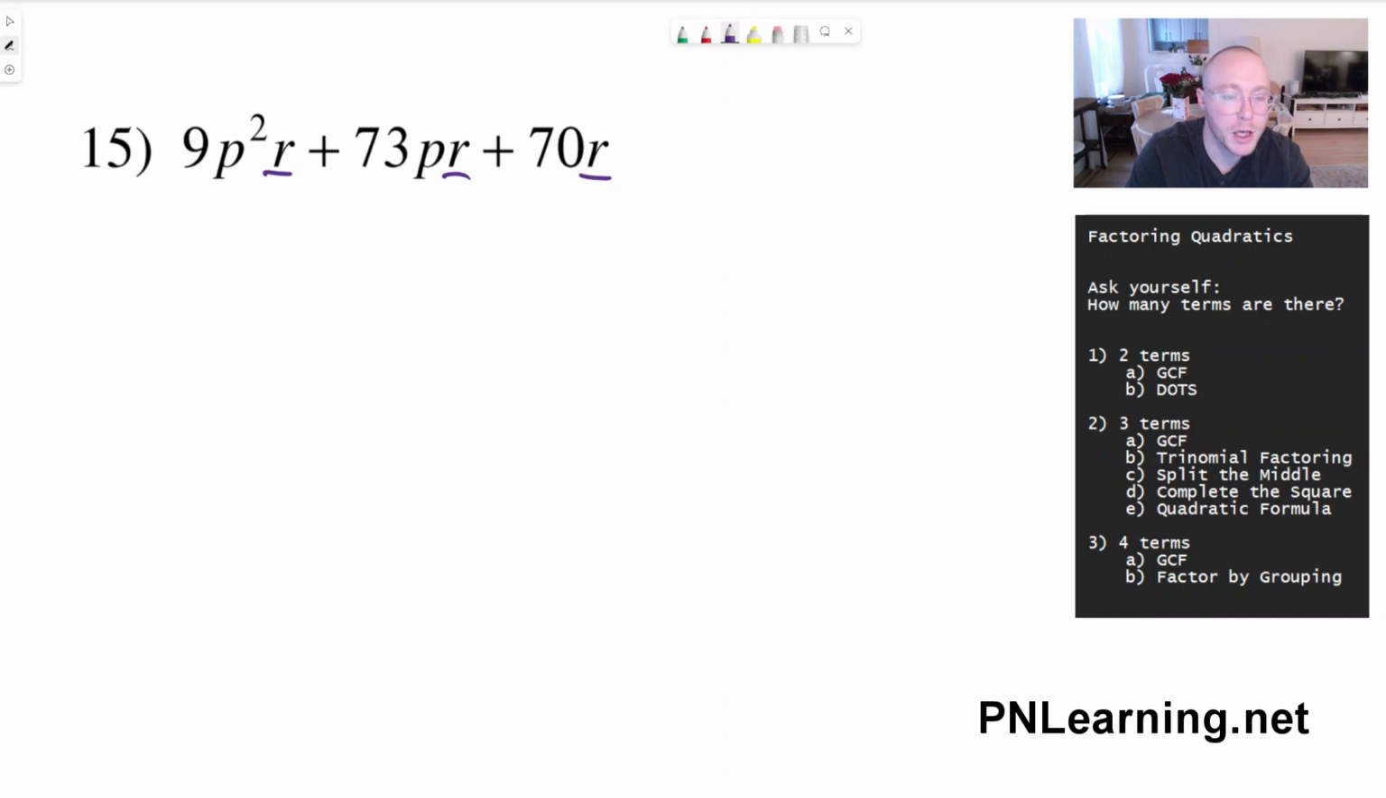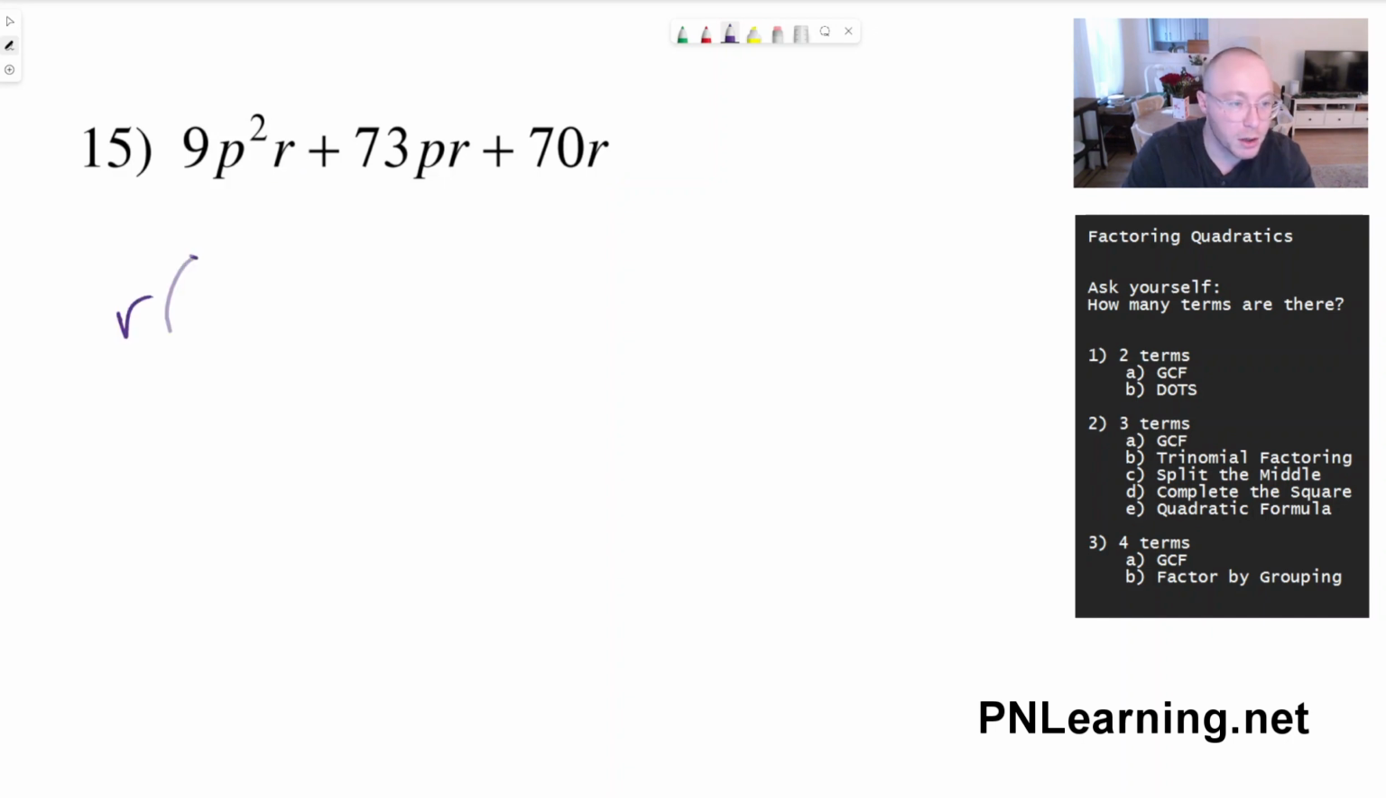Number 15, we can see that we have an R in each term, so we definitely have a GCF. What about the numbers here? The number 70, only divisible by 7 and 10, also 2 and 35. But 73, I'm pretty sure, is a prime, so we're not going to be able to get any common number factors out of this one.